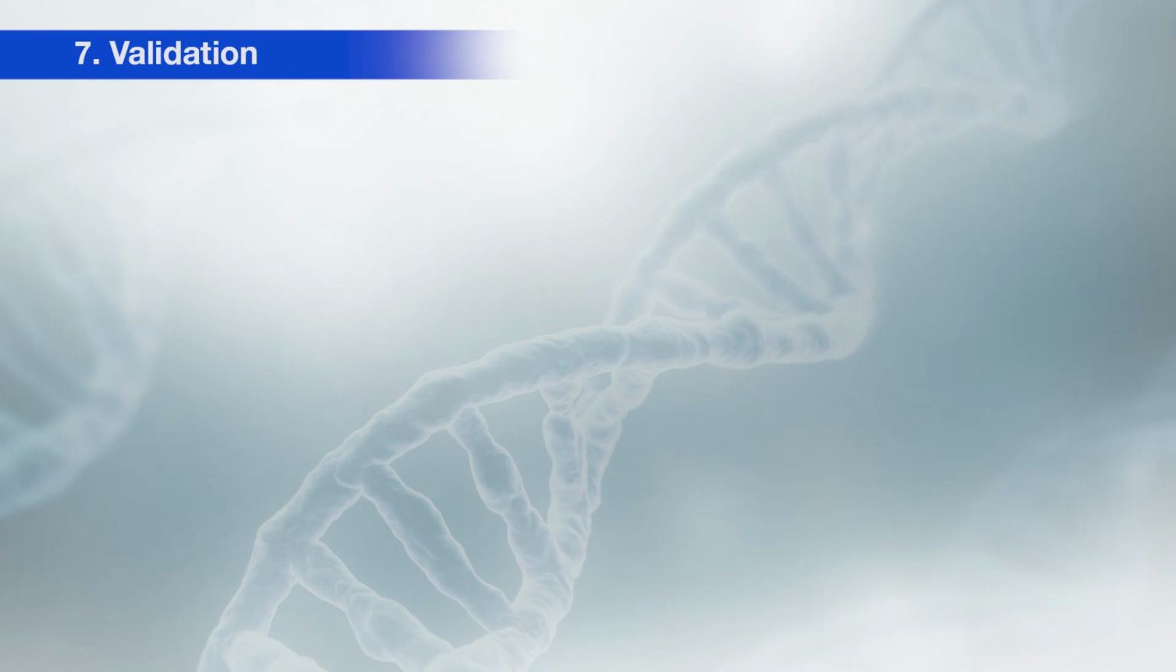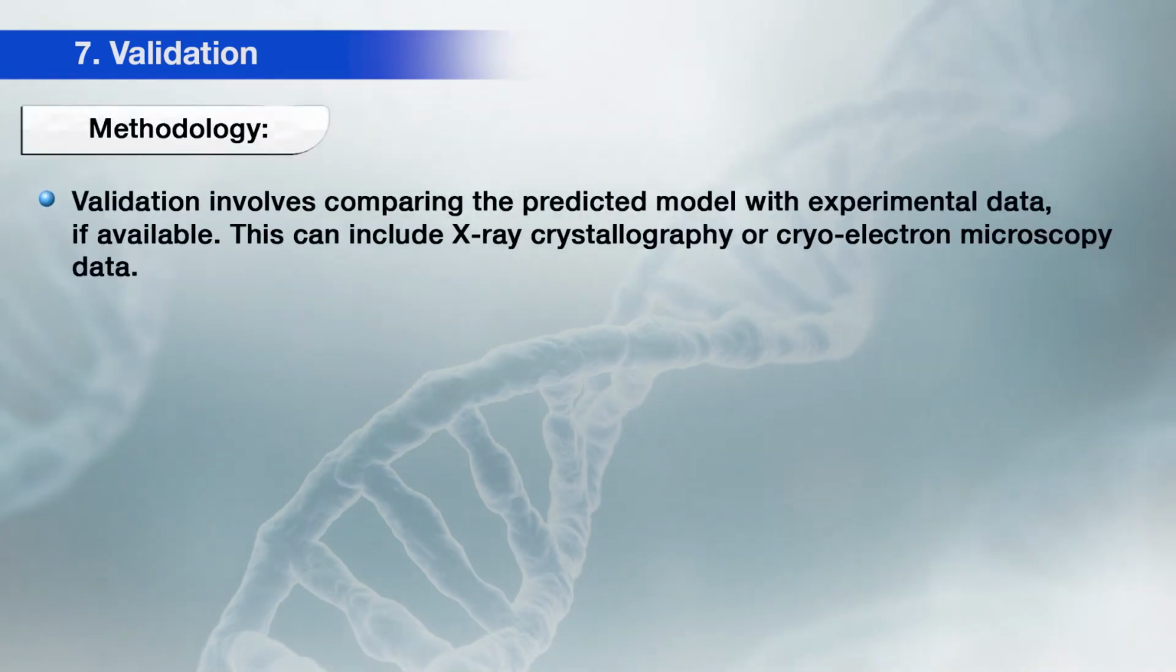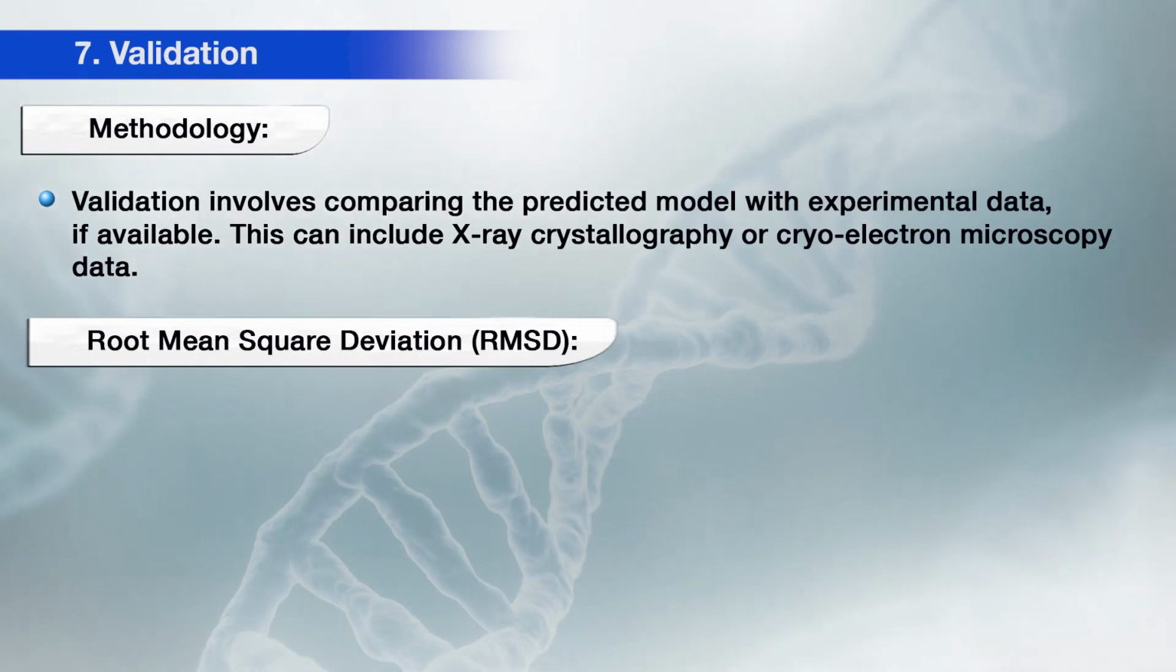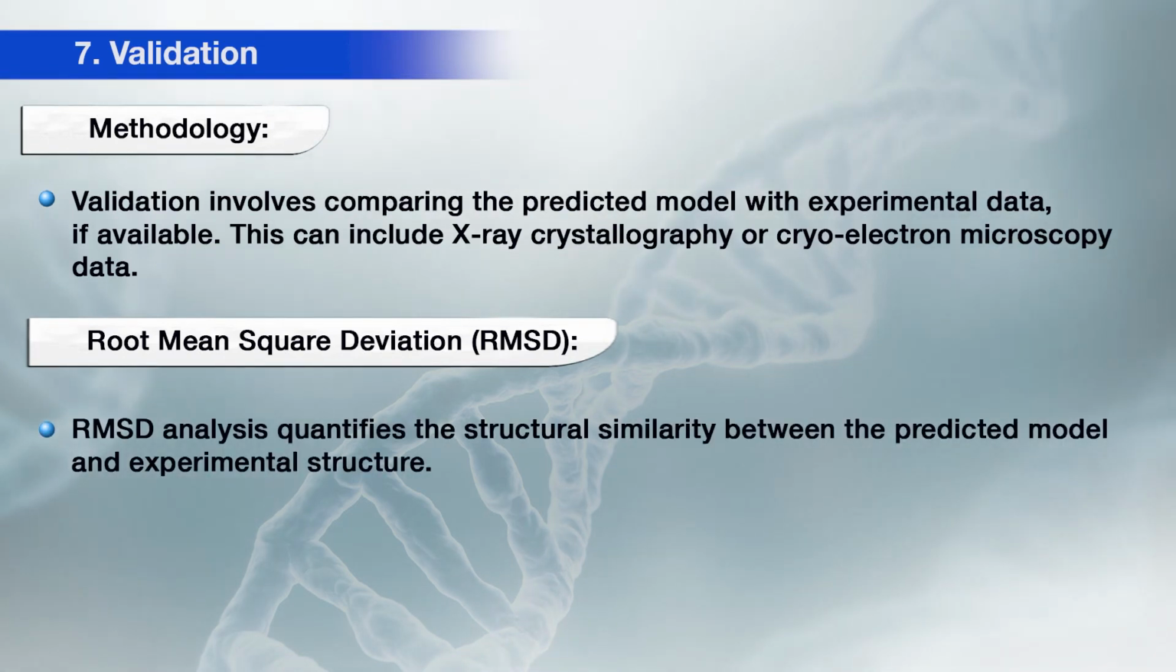To validate all this, a validation approach has to be conferred. The methodology behind validation involves comparing the predicted model with experimental data, if available. This can also include X-ray crystallography or cryo-electron microscopy data. The statistical method to understand is root mean square deviation, RMSD. RMSD analysis quantifies the structural similarity between the predicted model and experimental structure.